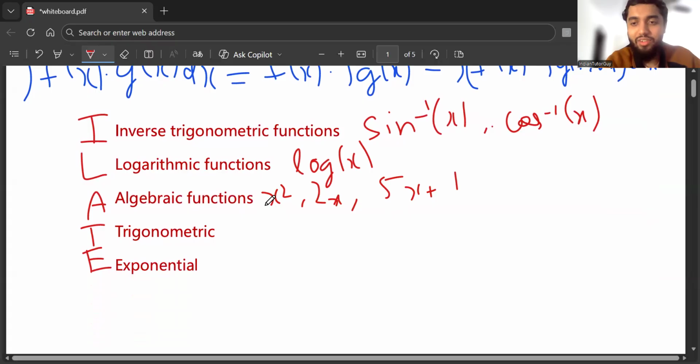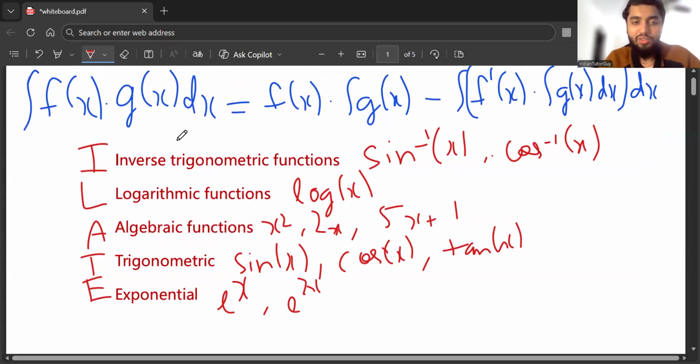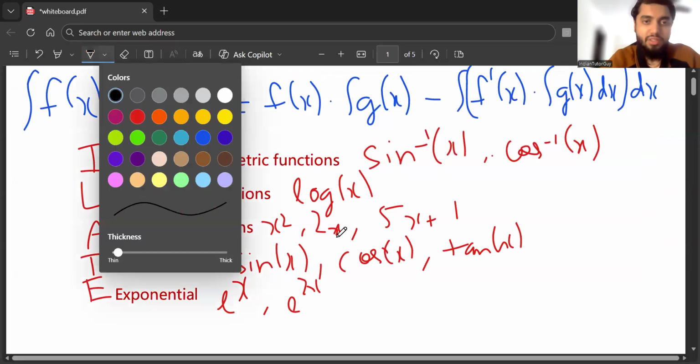Trigonometric would be like the regular trig functions, so like sine of x, cosine of x, and tan of x, stuff like that. Exponentials would be like e to the x and like e to the 2x and other variations of e to the some function of x. And yeah, so why this ordering is important, I will go through a couple of examples, and maybe that would make things clearer. Okay, so let's jump to our first example.